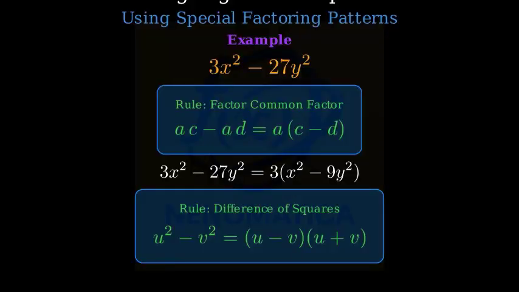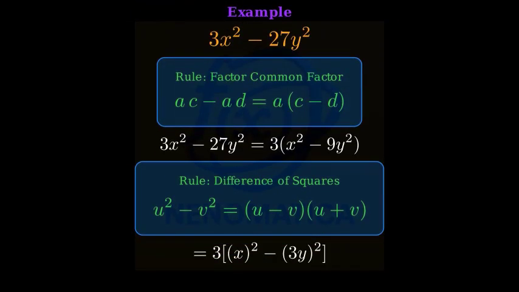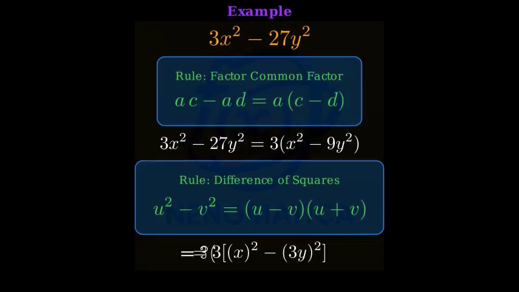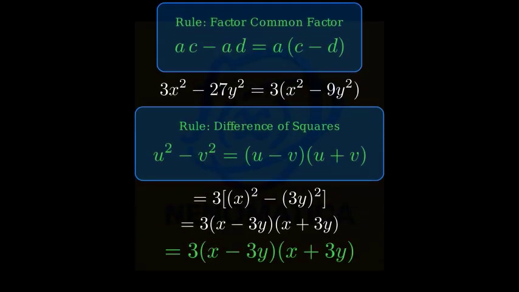Remember, a difference of squares has the form u squared minus v squared, which can be factored as (u minus v) times (u plus v). In our case, u is x and v is 3y. So, x squared minus 9y squared becomes (x minus 3y) times (x plus 3y). Let's move on to our second example.